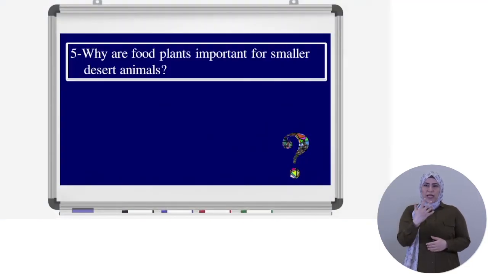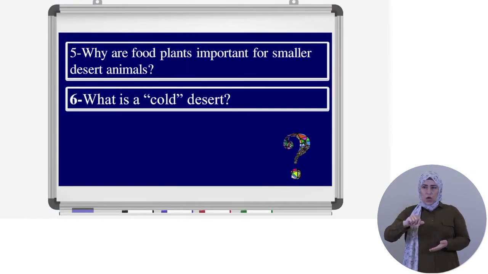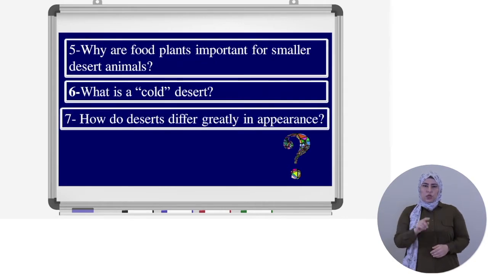Then we have the productive questions. Question number 5 wants us to know, why are food plants important for smaller desert animals? Question number 6, what is a cold desert? Question number 7, how do deserts differ greatly in appearance? After reading the questions, we can now read the paragraphs.